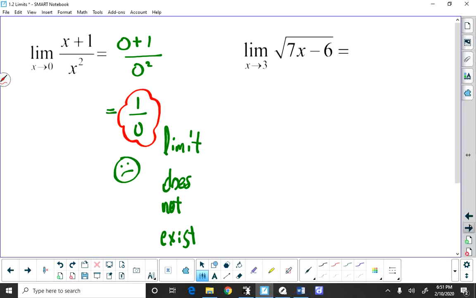To me, it makes sense that if x is approaching 3, then 7x will approach 7 times 3. 7x minus 6 will approach 7 times 3 minus 6, and the square root will approach the square root. So we can figure out what this is. I believe that's 15 underneath the radical sign. 7 times 3 is 21, minus 6 is 15.